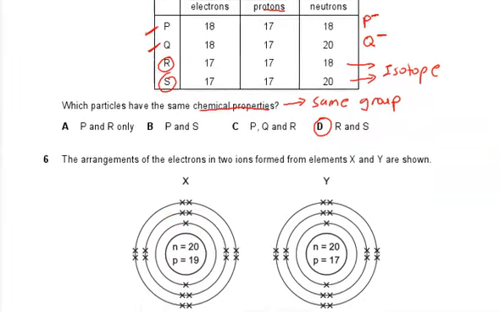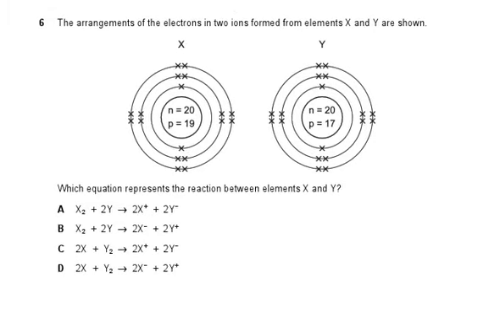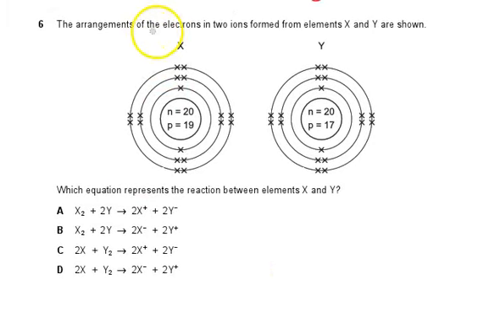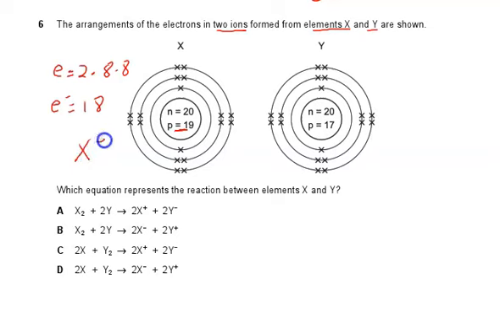Okay, now let us move to 6. Here, the arrangement of electrons in two ions formed from elements X and Y. Now, just look at the protons. Here we have 19. Now we just have to calculate the electrons. Here we have the first shell 2, second shell 8, and 8. So your total electron number here is 18, which means the proton number is higher by 1. So X is positive. Like Y, we have 17.